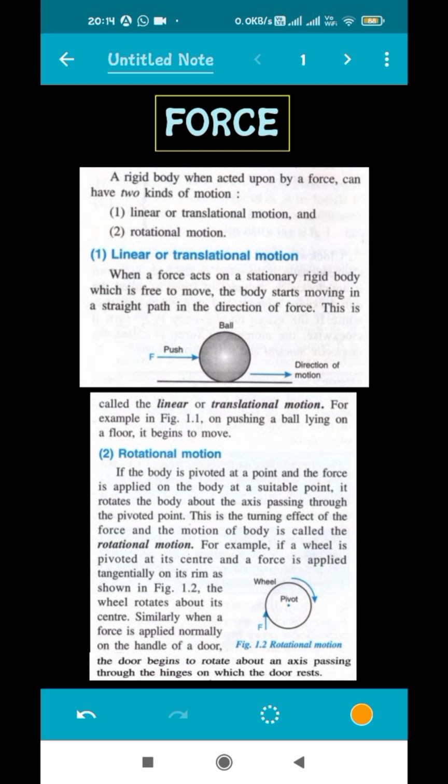For example, if we roll a ball on the floor, it can move in a straight line, so that will be translational motion. Now if we try to move the object in a circular motion, such that it is pivoted at a particular point and we apply a force which moves the object in a circle, for example a circular disc pivoted at the center by a nail and then made to move in a circular motion, such a type of motion is known as rotational motion.